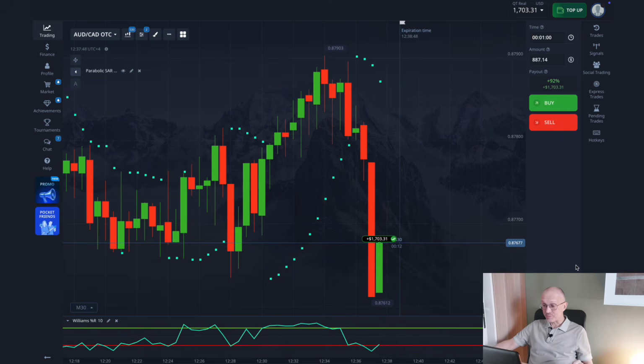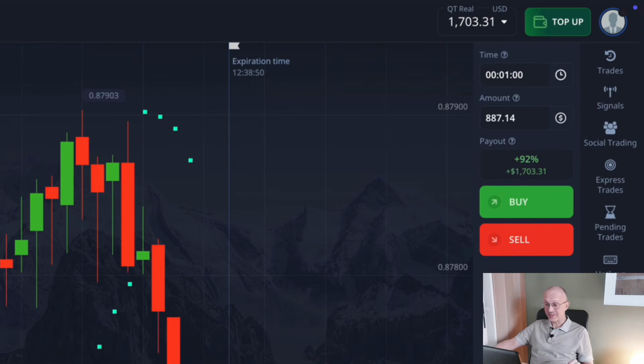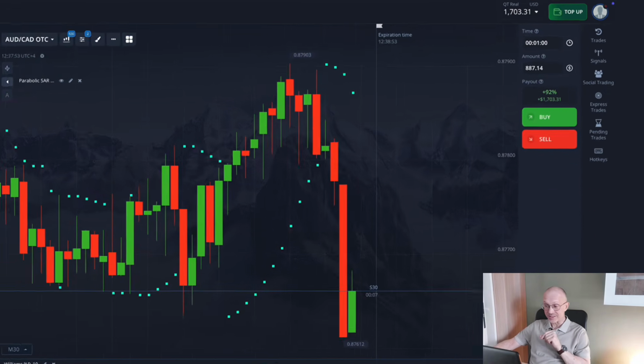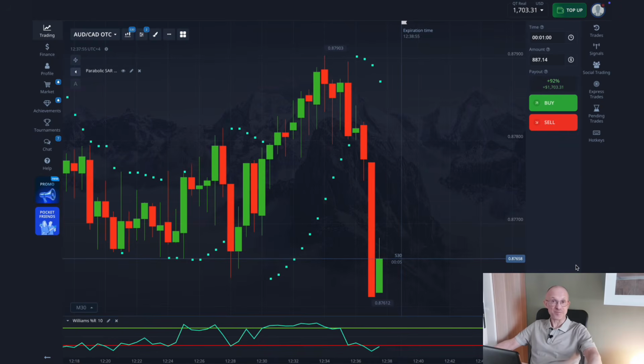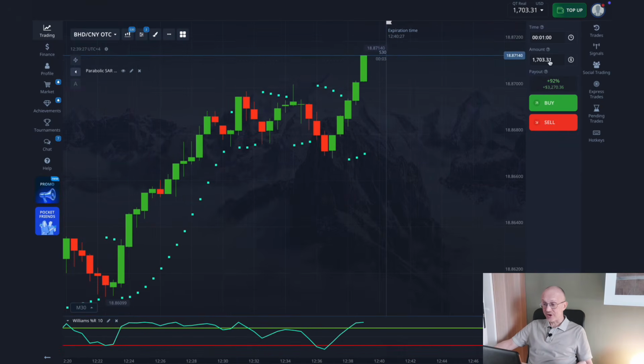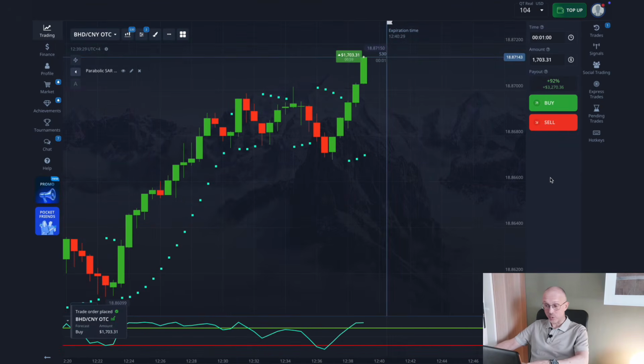And the scenario is playing out exactly as planned. I'm locking in $816 in profit and moving on. Today's final trade. The timer is set at 1 minute. And I'm opening a long trade for $1,703.